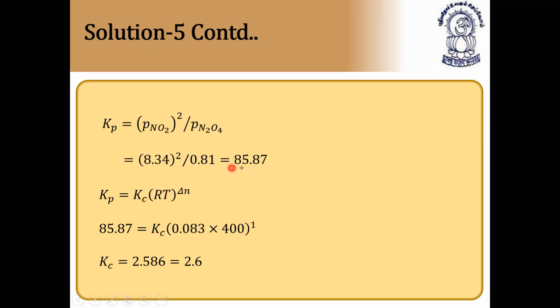85.87. Since Kp is equal to 85.87, we can say from the relation Kp is equal to Kc (RT) to the power of delta n. And for this reaction, delta n value is equal to how much? It is equal to 1, because delta n is equal to 2 minus 1, it is equal to 1. So 0.083 into 400 power 1 is equal to 85.87. So after this Kc is equal to 2.586, that is 2.6.